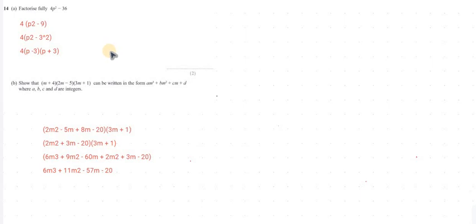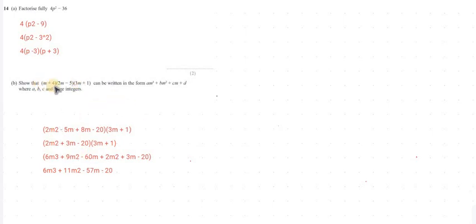Okay, and part B, let's show that n plus 4 bracket 2n minus 5 bracket 3n plus 1 can be written in the form an cubed plus bn squared plus cn plus d, where a, b, c, and d are integers, meaning whole numbers. First things first, you have to multiply any two brackets first, and then simplify that, and then multiply the third one. I just make my life easy, multiply the first two, simplify that, and then multiply by the third one.